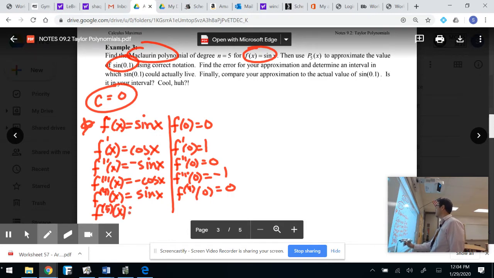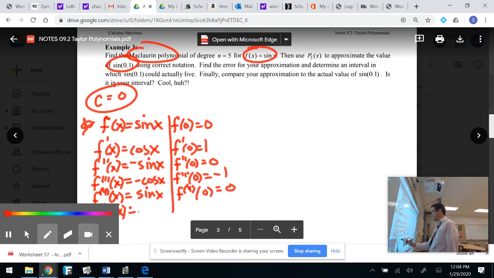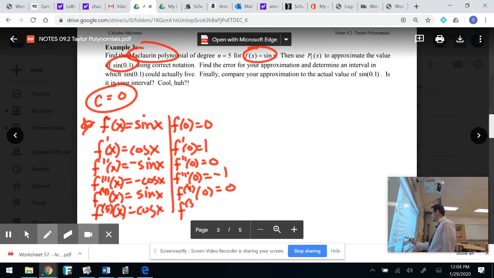Because it asked me to find the fifth degree. Okay, and that would be, sine is just cosine of x. And the fifth derivative evaluated at 0, centered at 0, is not 0. Ichi! All right, so how do I write out this Maclaurin polynomial centered at 0?